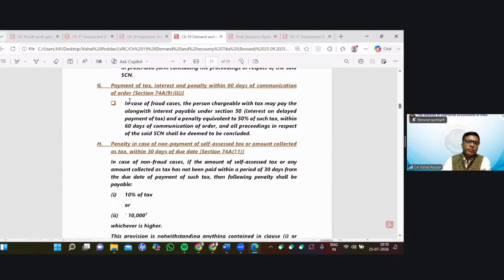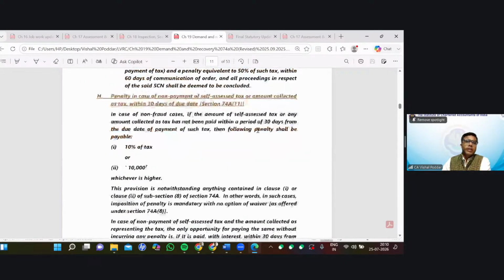Now, you did not pay at the show cause stage. Now comes the order. If after issuance of the order, you are paying within 60 days, in case of fraud, the penalty will now be 50% of the tax if it is done within 60 days.